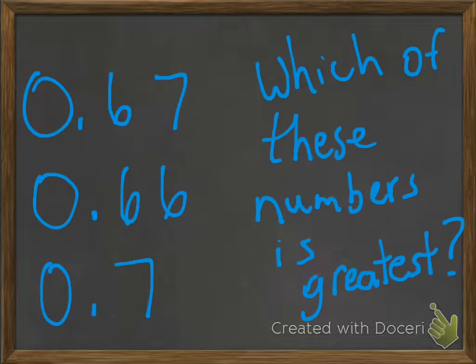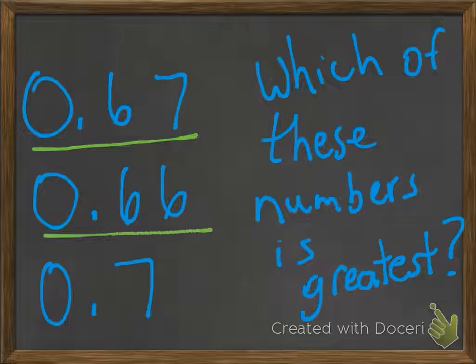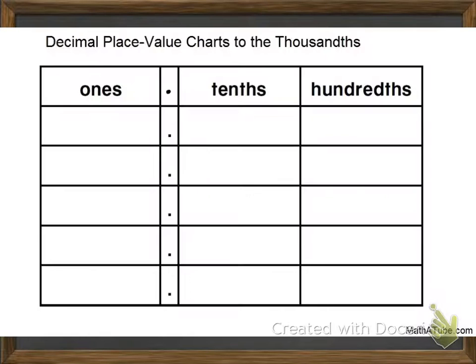Let's take a look. Here's three decimals. We have 67 hundredths, 66 hundredths, and 7 tenths. Which of these numbers is greatest? And so you have to ask yourself, which is the greatest and how do you know? Let's start off by looking at just the numbers themselves. You have, like I said, 67 hundredths, 66 hundredths, and 7 tenths. And we're going to use this decimal place value chart to help us out.